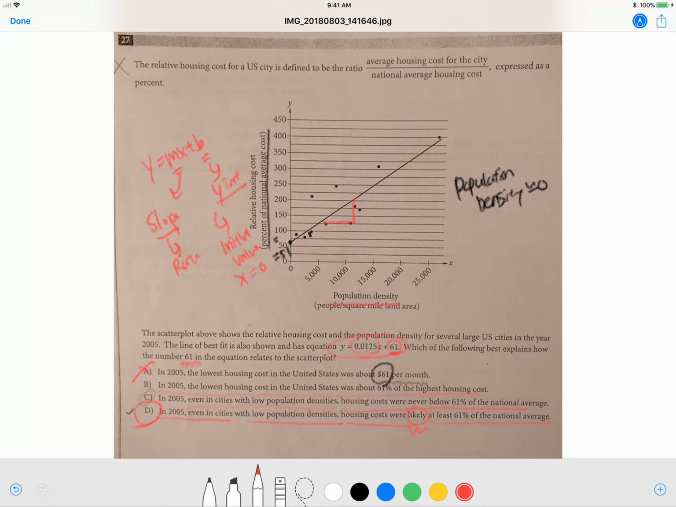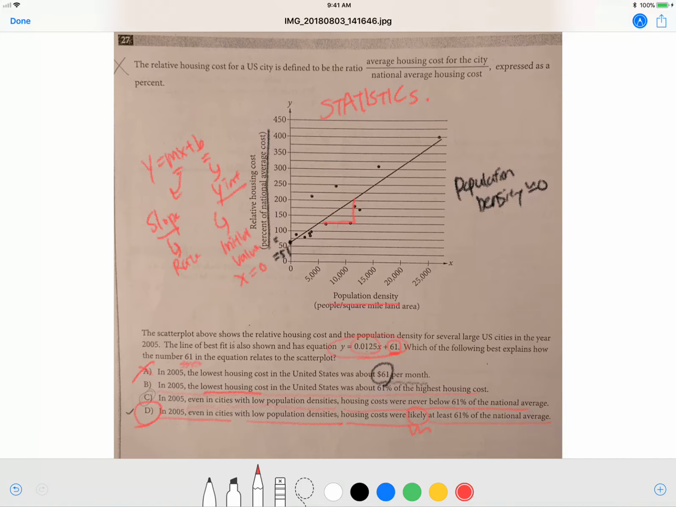Okay, so I'm going to explain to you why D is the most appropriate answer for this one because of this word right here, likely. When you take the statistics in the real world, because this is statistics, right? And if you say B, for example, the lowest housing cost in the United States was about 61% of the housing cost, okay? You do not know that for sure, okay?